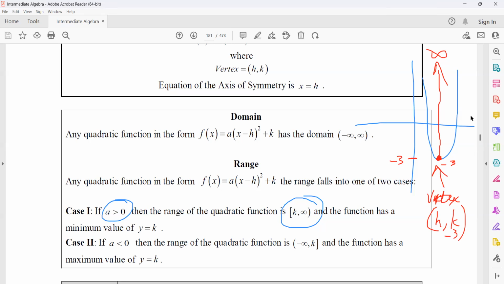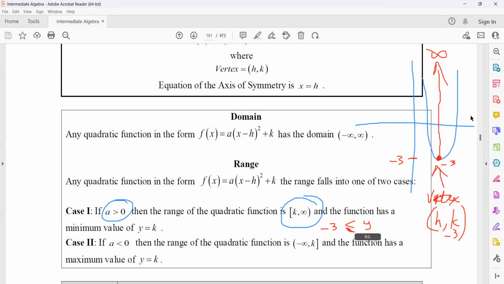Now, -3 is part of the values for y, right? It's part of the values for y. So you shouldn't do that. Because when you do that, you're saying that y is greater than -3. So -3 is not part of the values. So you have to do that.